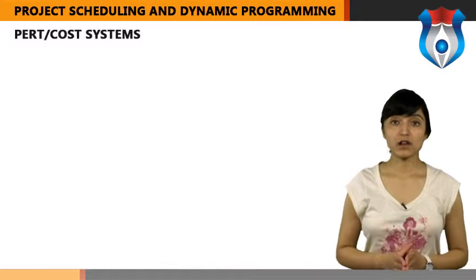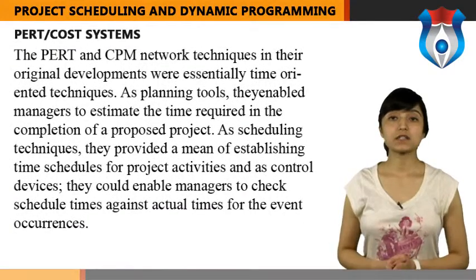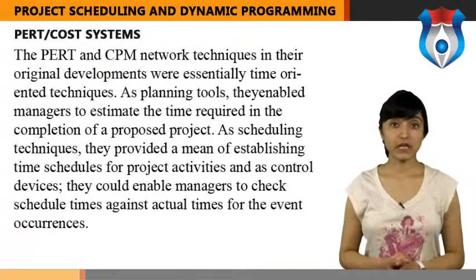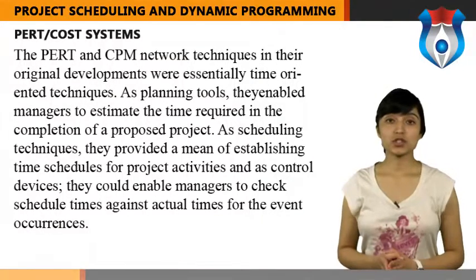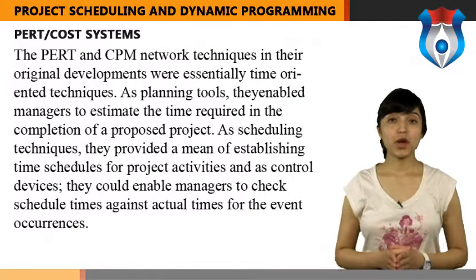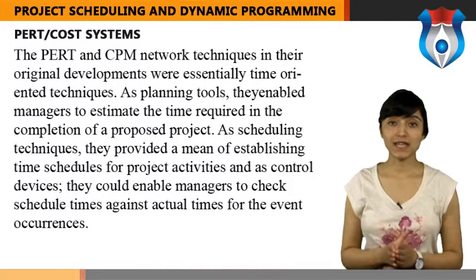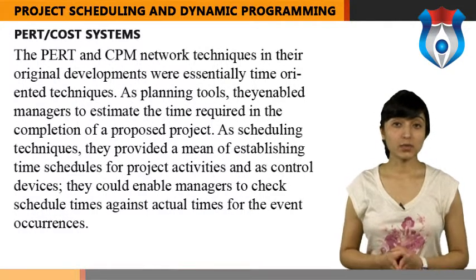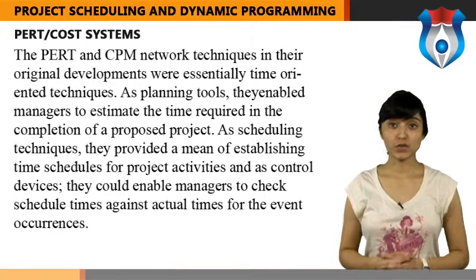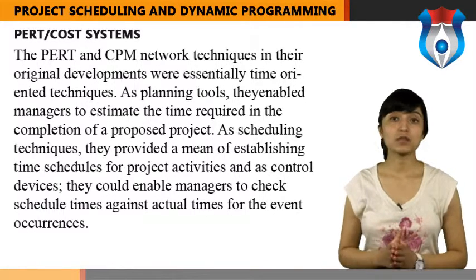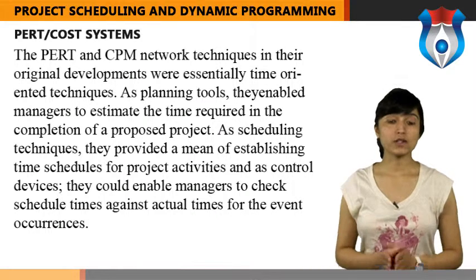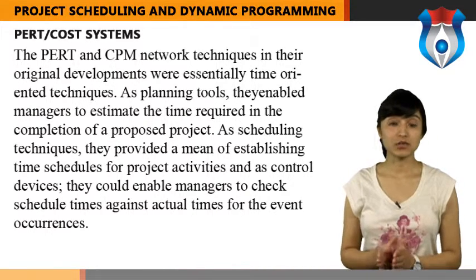Let's discuss the PERT cost systems. The PERT and CPM network techniques in their original developments were essentially time-oriented techniques. As planning tools, they enabled managers to estimate the time required in the completion of a proposed project. As scheduling techniques, they provided a means of establishing time schedules for project activities, and as control devices, they could enable managers to check schedule times against actual times for the event occurrences. But gradually it was realized that these network techniques should also be applied to the area of cost control. The term PERT cost has acquired a somewhat generic status as a description of network cost accounting systems.